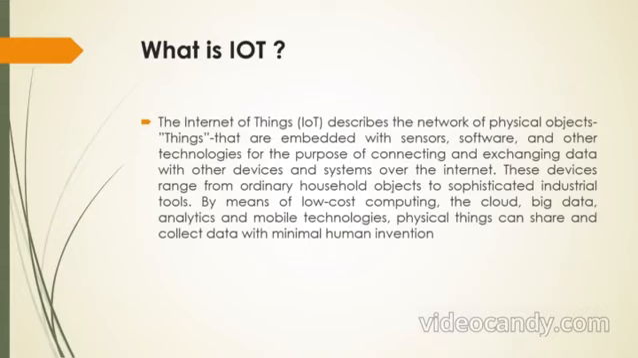IoT is basically the Internet of Things, which describes the network of physical objects that are embedded with sensors, software, and other technologies for the purpose of connecting and exchanging data with other devices and systems over the Internet. Next, what are embedded systems?